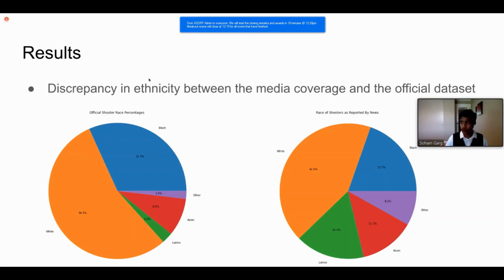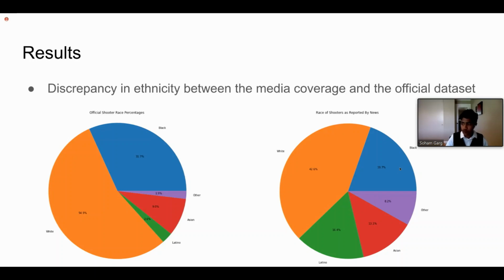So one of the first things that we found was that there was a discrepancy in the ethnicity of the shooters presented by the media coverage versus what the actual demographic of shooters were in the official database. If you look at the slide, there are 2 pie charts that show a visual breakdown of the race or ethnicity of the shooters. We can clearly see that the media gives the perception that there are fewer Caucasian shooters than what is officially reported and inflates more attention in shootings committed by Latino, Asian, and other races.